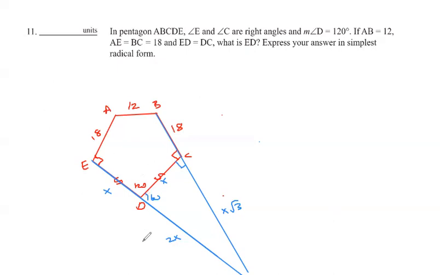Okay, so let's do that. If I extend the EA, that means I will extend the BC as well.